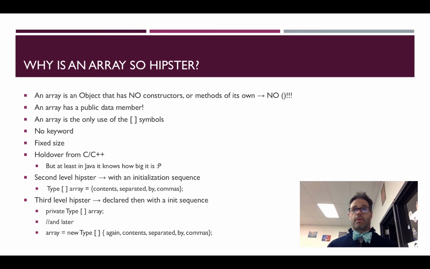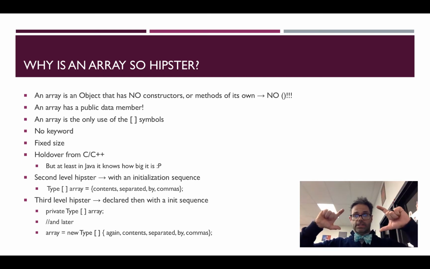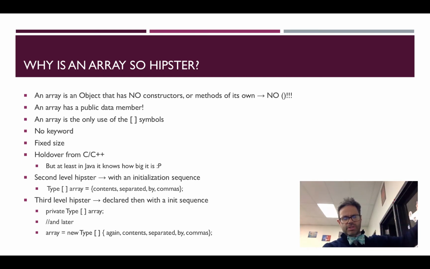So it has a public data member. However, this public data member is not modifiable by the user at all. Once I create my array, it's stuck. So that .length, even though it's a data member, can't be changed. Now, array is the only time in Java we use the square brackets. In other languages, there are a whole bunch of times to use that. But in Java, the only time we use the square brackets is in that hipster of code, the array.